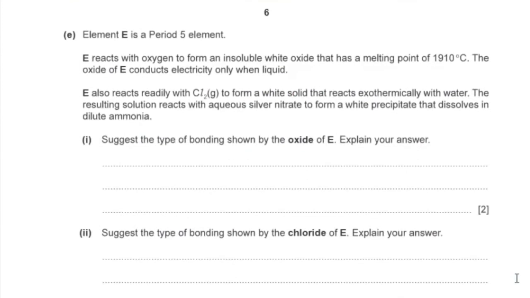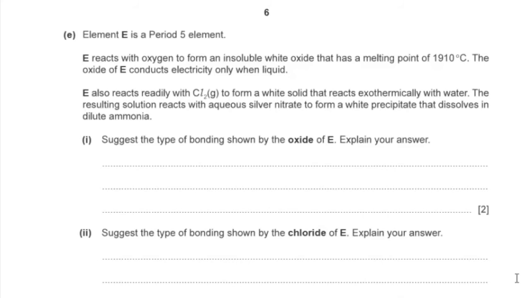Part E, element E is a period 5 element. You can consider period 3 elements in this part of the question instead of going out for period 5 elements. So E reacts with oxygen to form an insoluble white oxide that has a melting point of 1910 degrees Celsius. The oxide of E conducts electricity only when liquid. Okay, so the oxide of E conducts electricity only when it's in molten state.